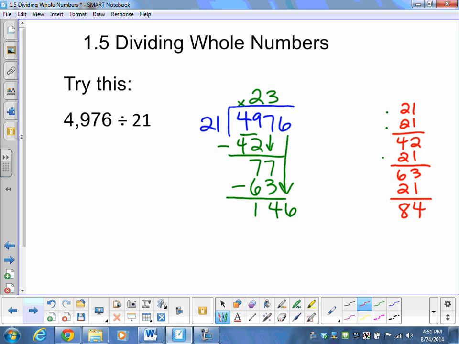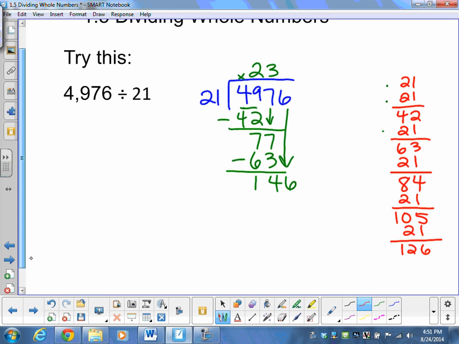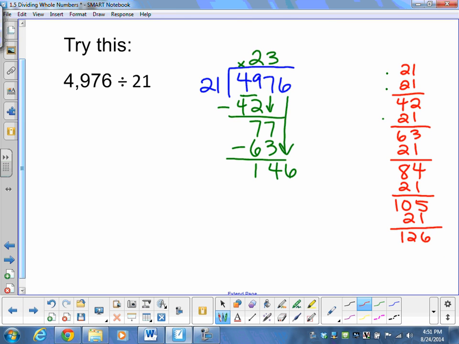So on the side I'm at 84. I'm going to add 21 to get 105. Add another 21 to get 126. I'm going to add another 21. And I get 147, which is a little bit too big. So if I go up to 126, that means I need 1, 2, 3, 4, 5, 6 21s. So I put a 6 on top.